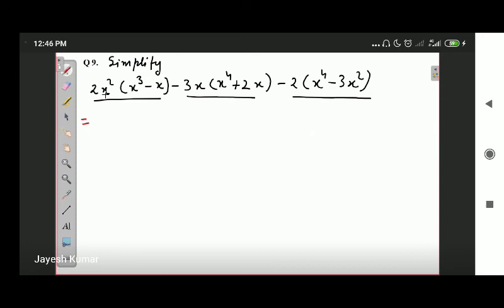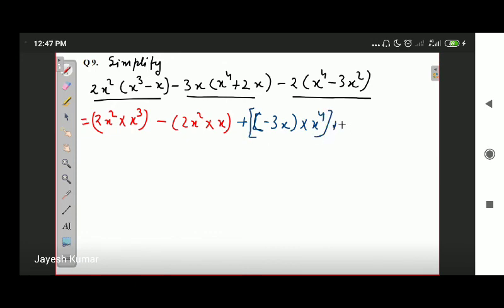So this will be 2x square multiplied by x cube, minus 2x square multiplied with x. After that, minus 3x is multiplied with x to the power 4, plus minus 3x is multiplied with 2x.